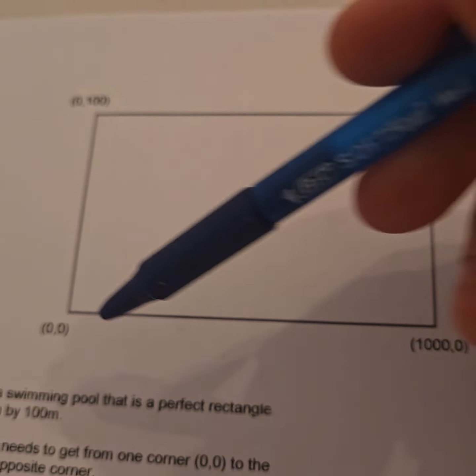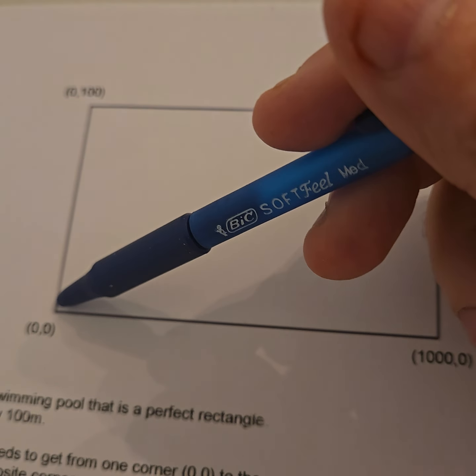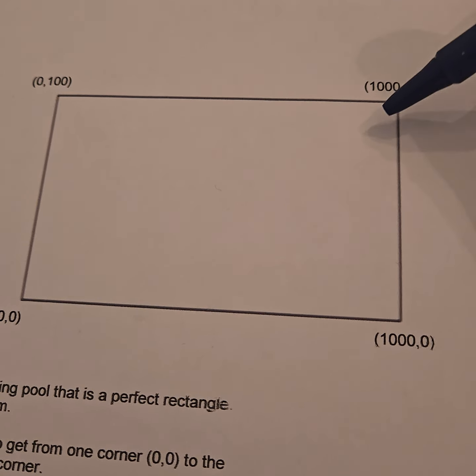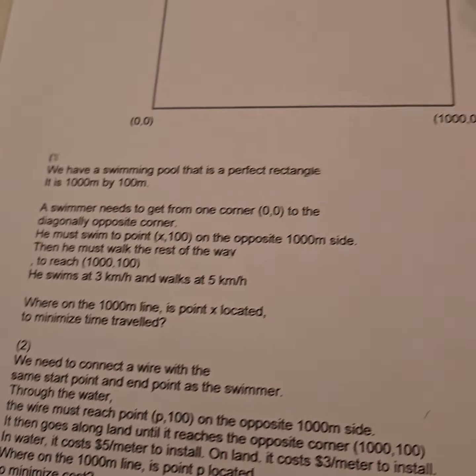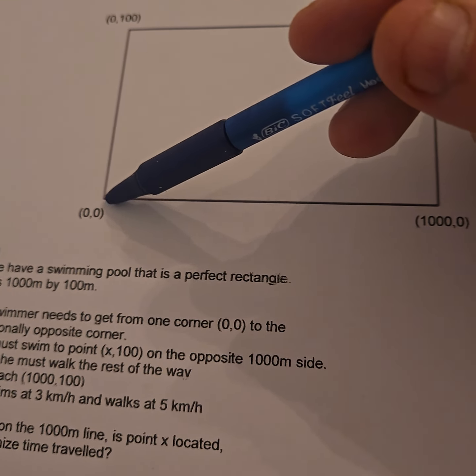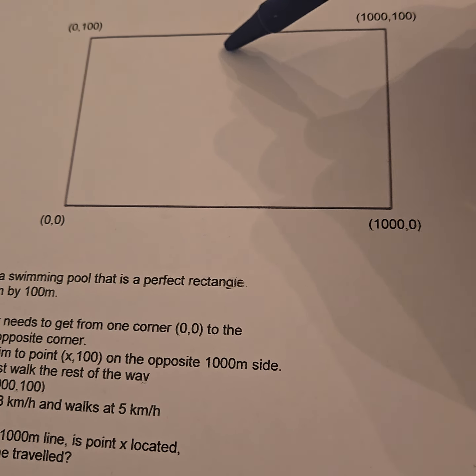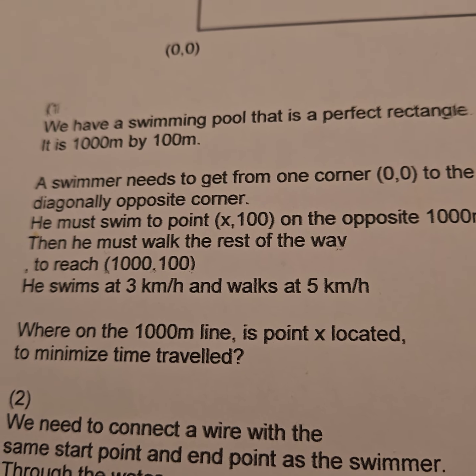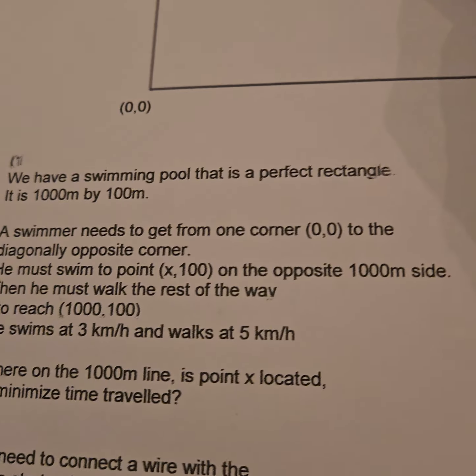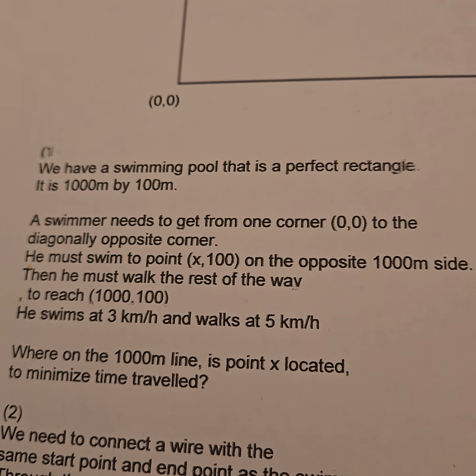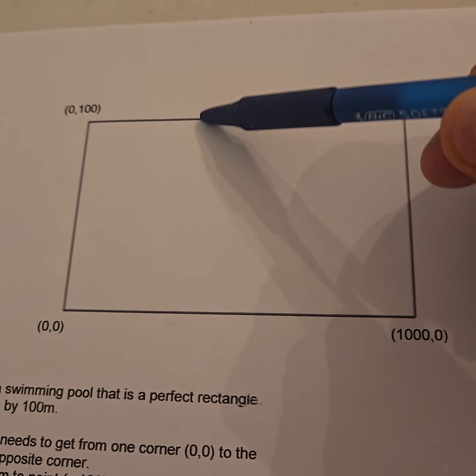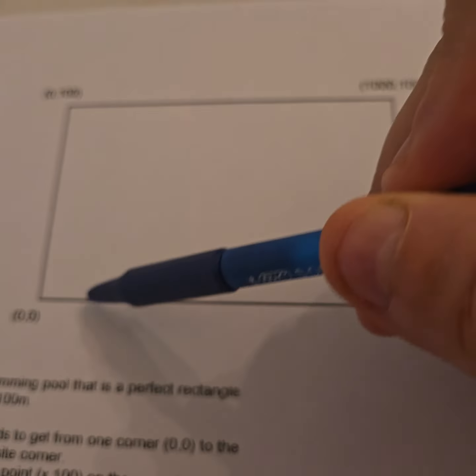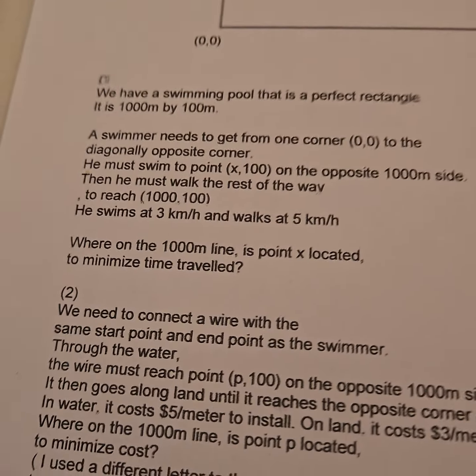It's not necessarily a swimming pool, but it's a pool of water. It's 1,000 meters across and 100 meters up. And what the question says is somebody has to swim to the other side and then walk the rest of the way. He swims at 3 kilometers per hour and he walks at 5 kilometers per hour. Find the point on the line to minimize the amount of time for the swimming and walking together.